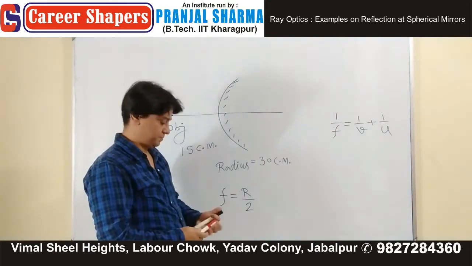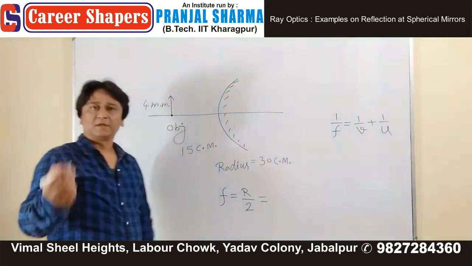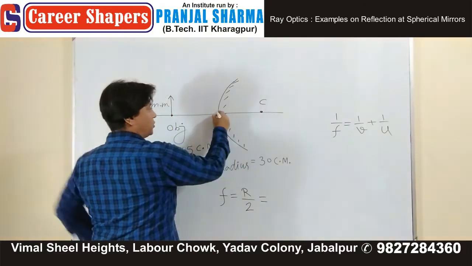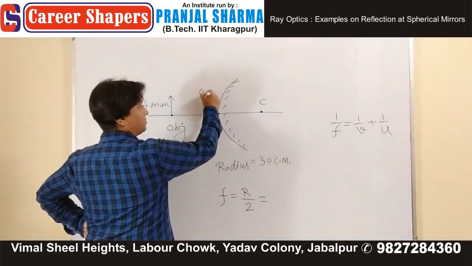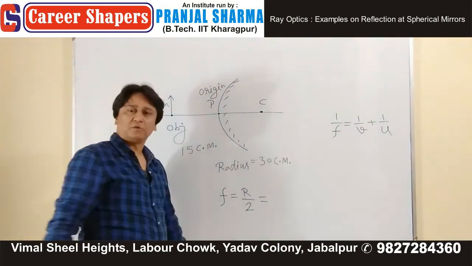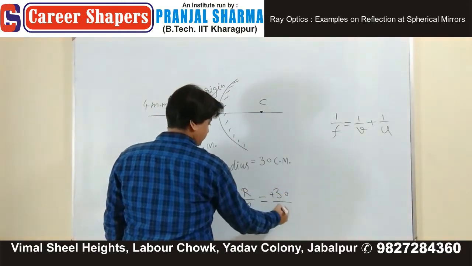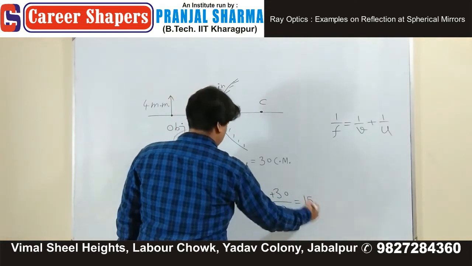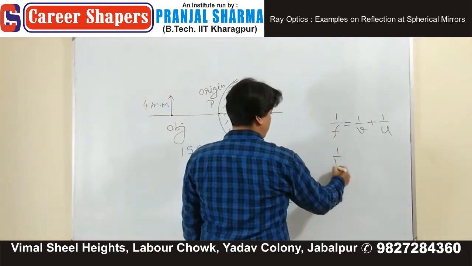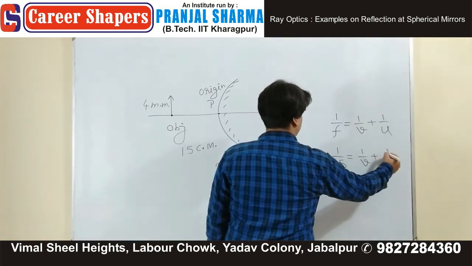Look here. Focal length is R by 2. Where is the center of curvature? On the right side. This is the pole, which is the origin. The center of curvature is on the right side, and therefore R should be taken positive. The focal length is coming 15. Put here 1 upon 15, 1 upon v plus 1 upon u.